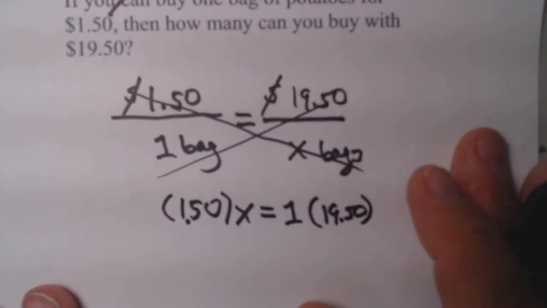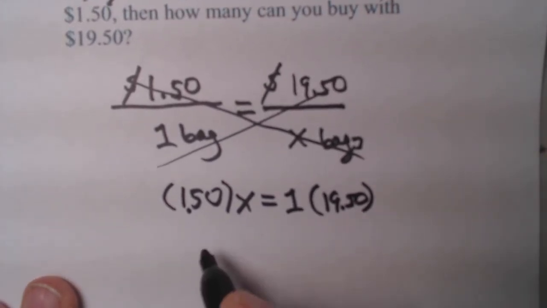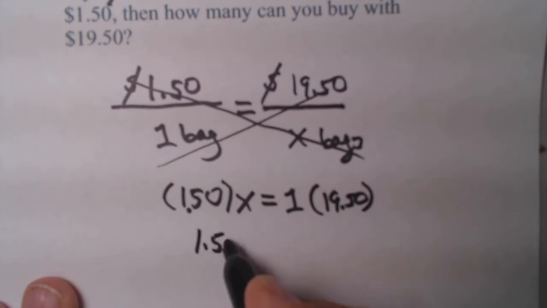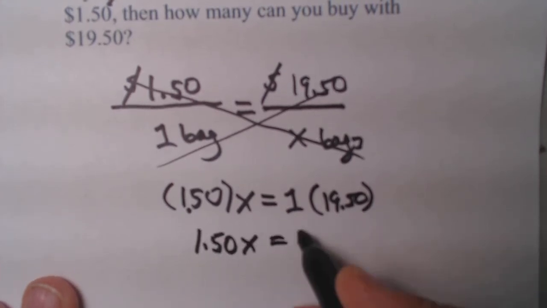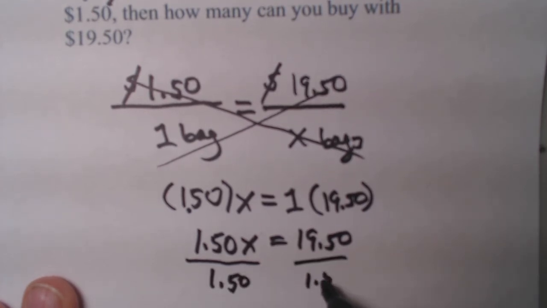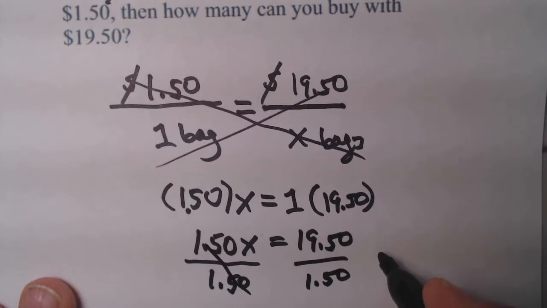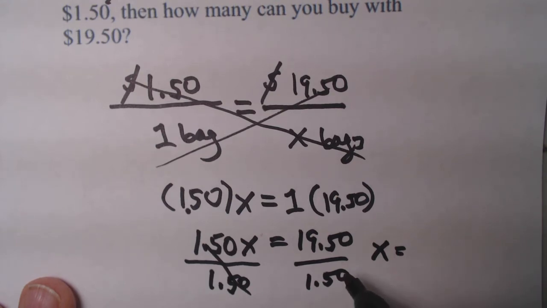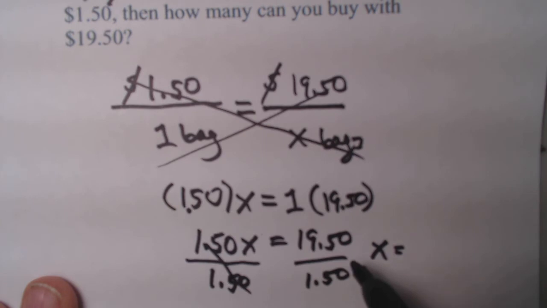Okay, well, here we go. We just home in now on the answer on this. 1.50 times x equals 19.50. Okay, divide both sides by 1.50. Okay, and let's see, it looks to me like we get x equal to, well, what's it going to be? Let's just say 19.50 divided by 1.5.